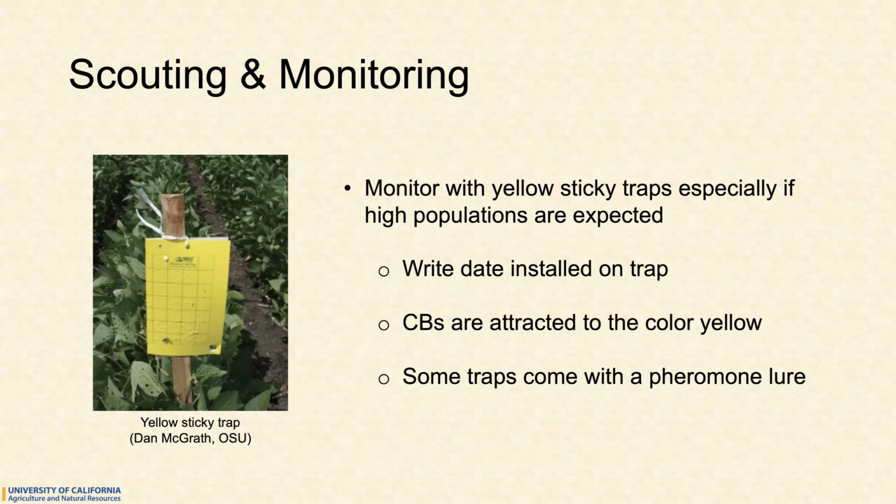So you want to monitor with yellow sticky traps, especially if high populations are expected on your farm. You can write the date that you installed the trap actually on the trap to keep track of that. Like I mentioned, cucumber beetles are attracted to that color yellow, so that's what's going to bring them there. And some traps come with a pheromone lure as well. So that's just something to consider when you're looking at different product options.